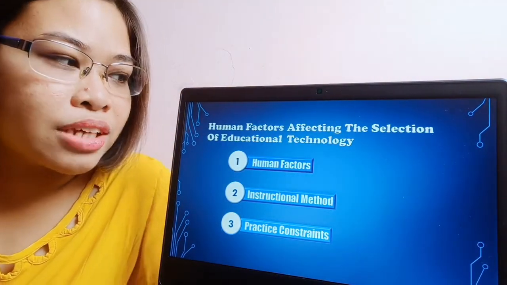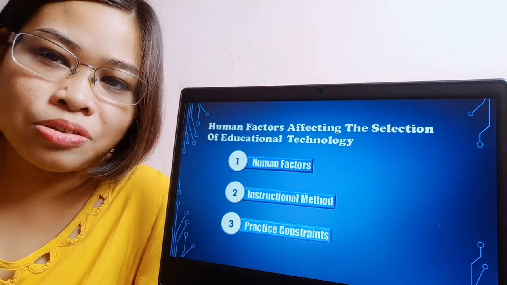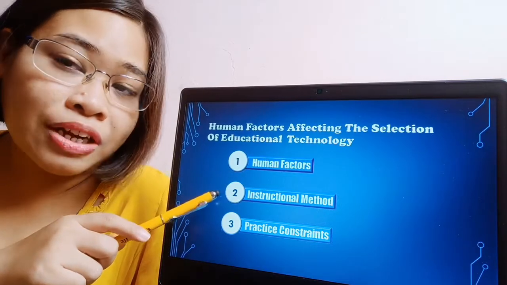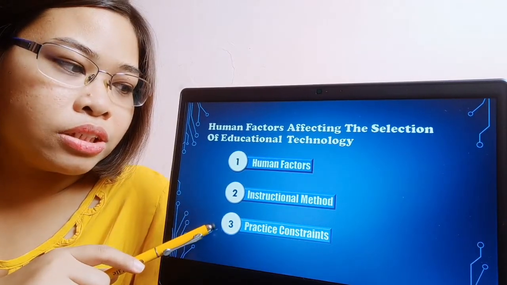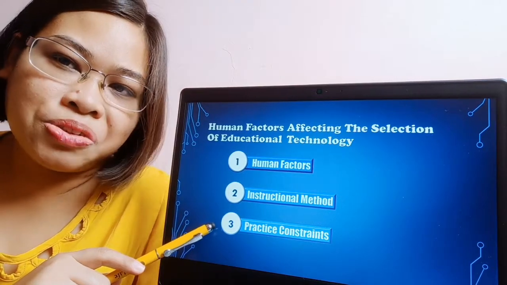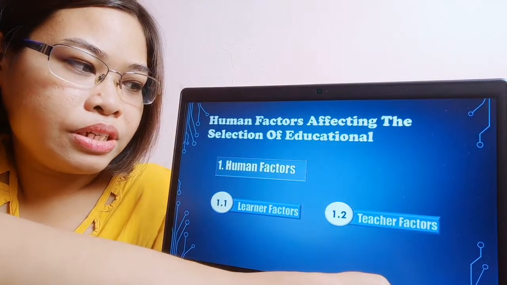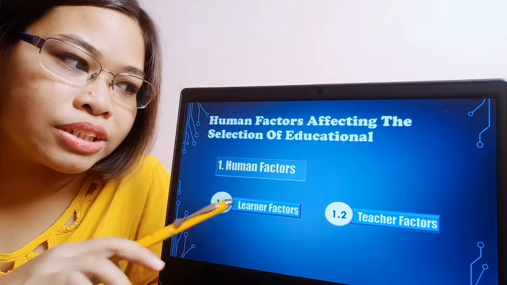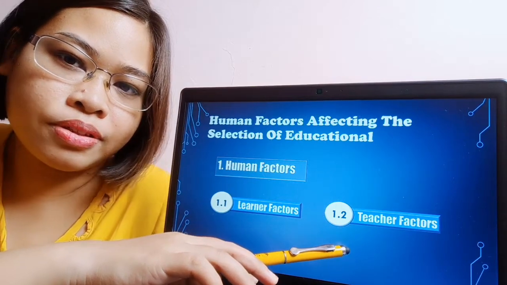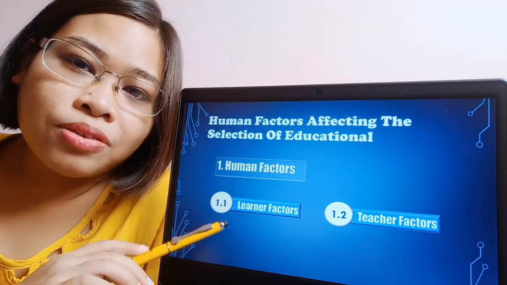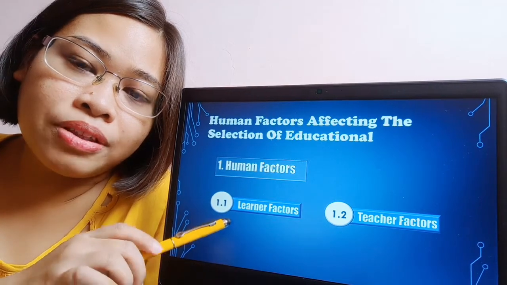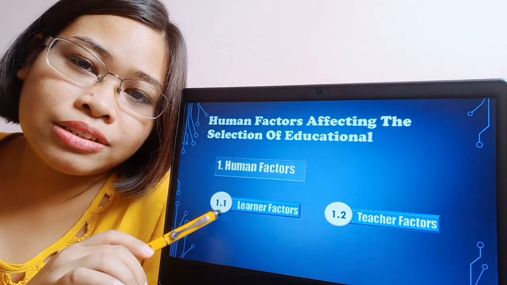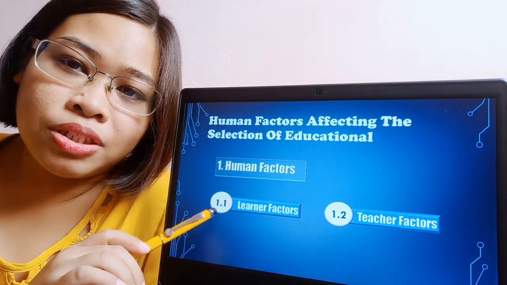There are factors affecting the selection of educational technology. Number one is the human factors. Number two is the instructional method. And number three is the practice constraints. In human factors, we have two: the learner factors and the teacher factors. When it comes to learner factors, we need to learn about the students' attributes, characteristics, interests, as well as the level of their maturity.